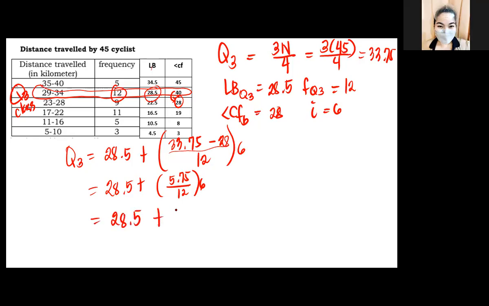So that is 28.5 plus 2.88. Now what will be our Q sub 3? Our Q sub 3 is 31.38. Correct.